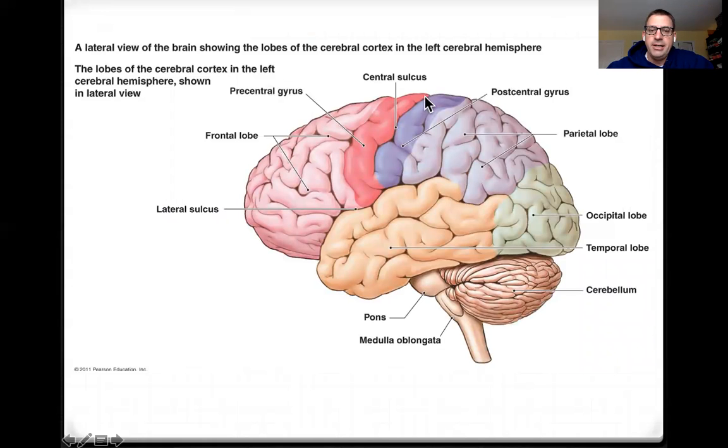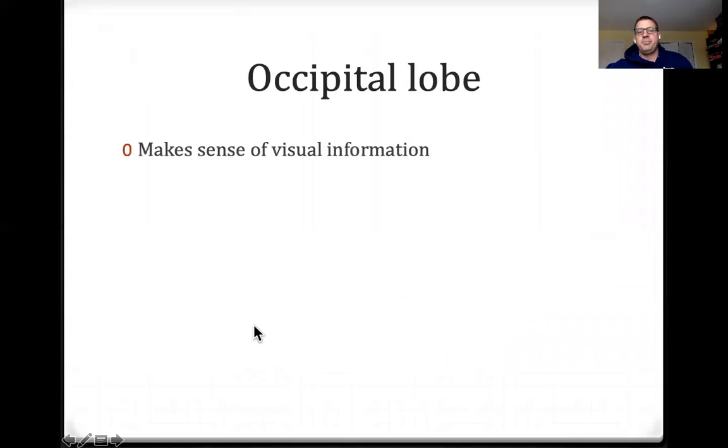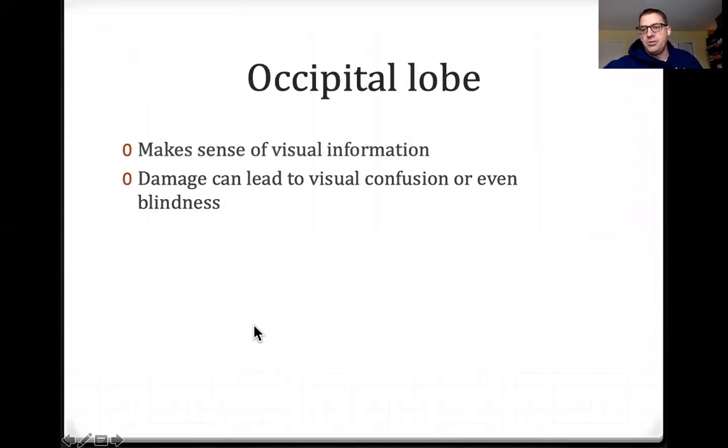So as we look at the brain here, here's our central sulcus, frontal lobe, and all of its stuff up here. This is your parietal lobe in purple, and this dark purple region right here shows you where that postcentral gyrus or primary somatosensory cortex is located. All right, the occipital lobe makes sense of visual information for us. That is the key thing: associate the occipital lobe in the back of the brain with vision. And damage to that can lead to visual confusion or even blindness.